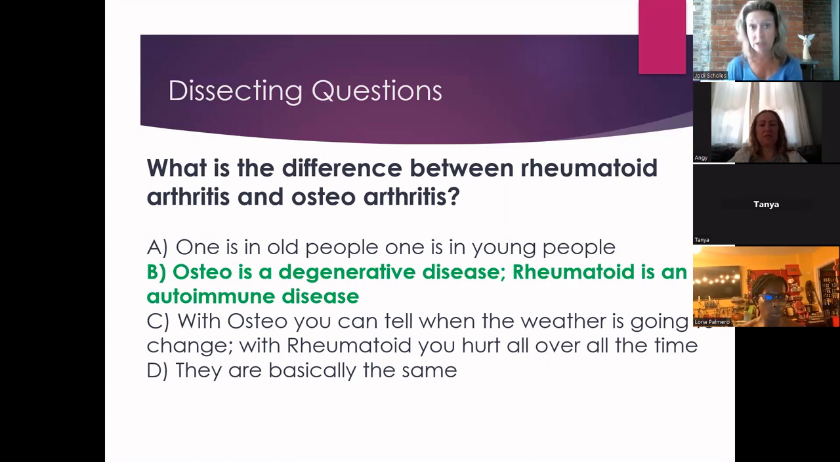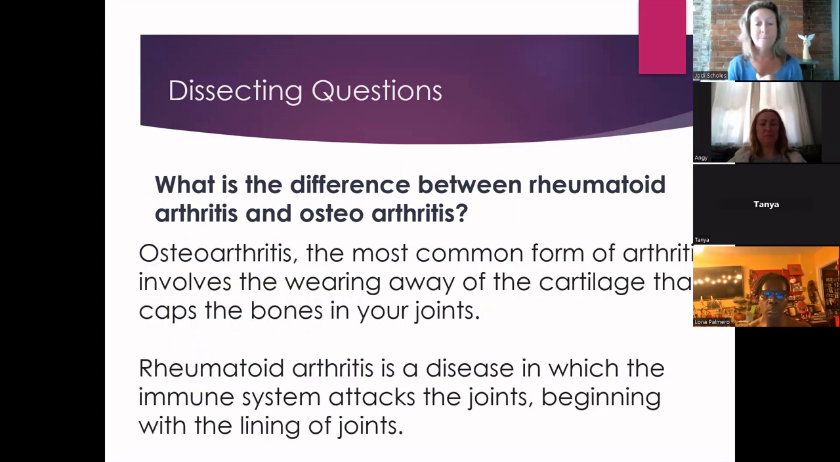Osteo is a degenerative disease. Rheumatoid is an autoimmune disease. So that's the big difference: osteoarthritis is still genetic, but it's a degenerative disease, meaning it's wear and tear, whereas rheumatoid is an autoimmune disease. Again, as a reminder, rheumatoid arthritis is a disease in which the immune system attacks the joints, beginning with the lining of the joints, and sometimes goes on to attack other parts of the body.